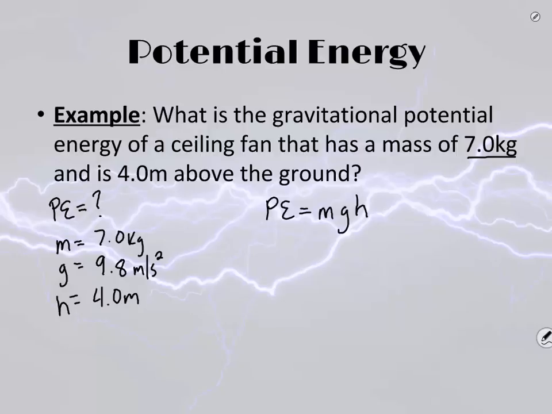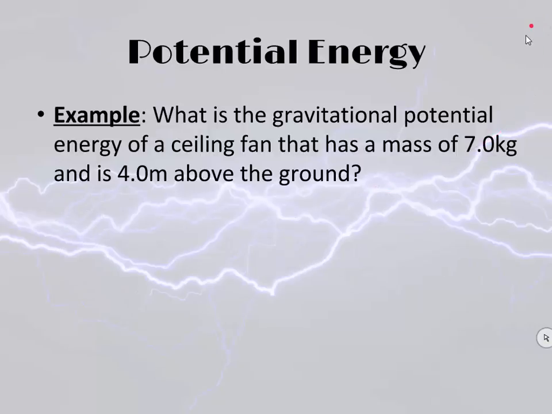All we need to do is plug our numbers into our equation. We don't know potential energy, but we have our mass, 7, times gravity, 9.8, times our height, 4. We plug that into our calculator: 7 times 9.8 times 4. I'm going to get an answer of 274. And again, this is energy, so its units are joules. A pretty simple calculation for potential energy: just mass times gravity times height.